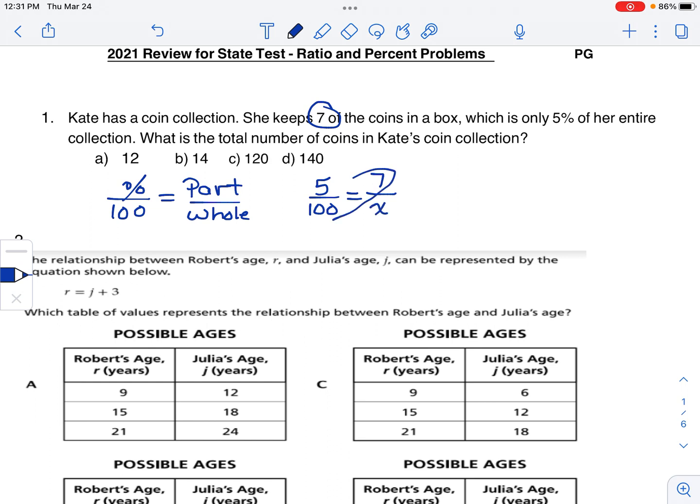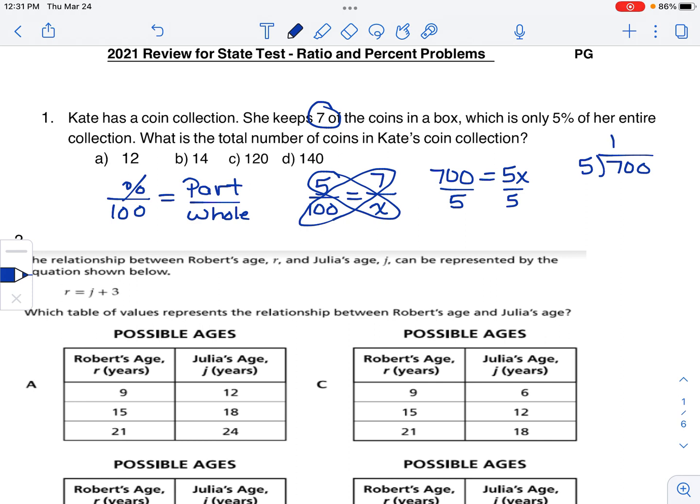From here, we're going to cross multiply: 100 times 7 and 5 times x. So that's going to be 700. 7 times 100 is 700, equals 5x. Since this is a multiple choice problem, you will not have a calculator. You're going to be expected to work out 700 divided by 5 to figure out what x is. So we'll just show the long division here on the side.